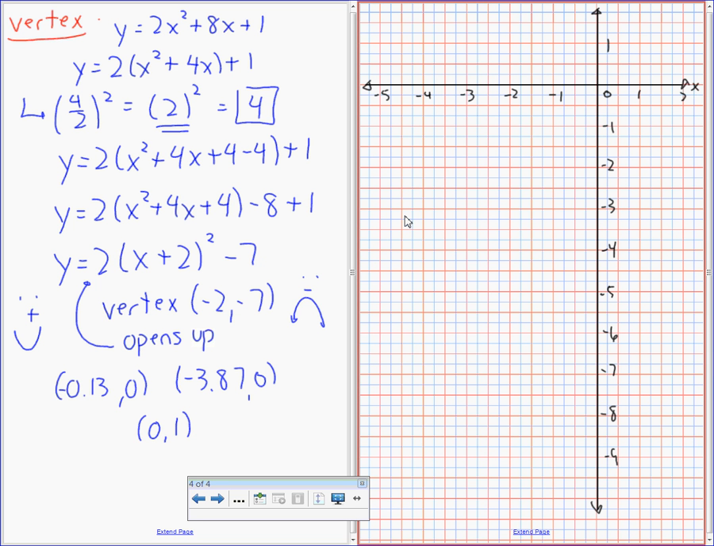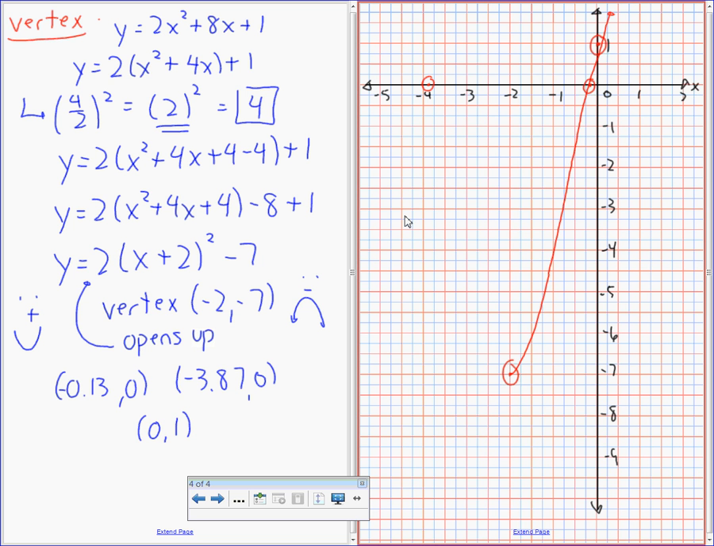So let's draw the points for them. We have 0 and 1, which is going to be up here someplace. 0.13 is going to be about here. Excuse me, -2 and -7 is going to be about here. And 3.87 and 4 is going to be about there. Just going to connect the dots, and that looks sort of like a parabola.